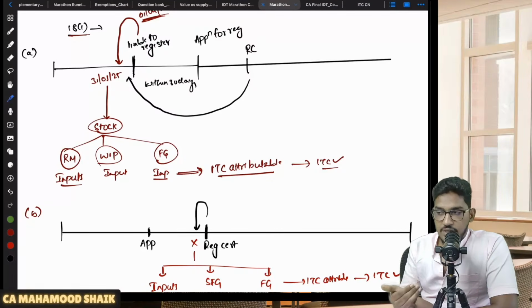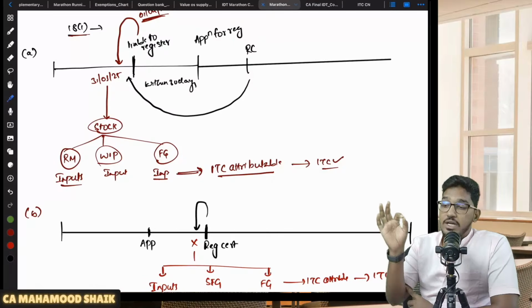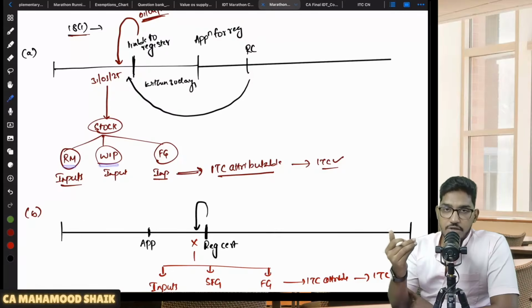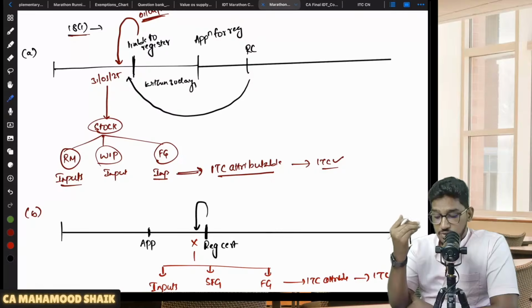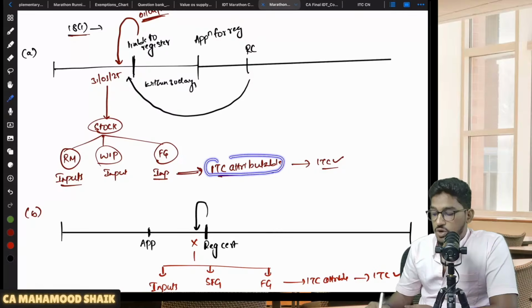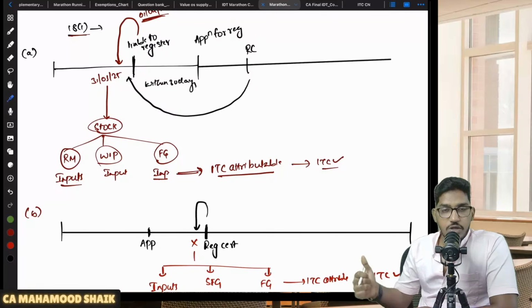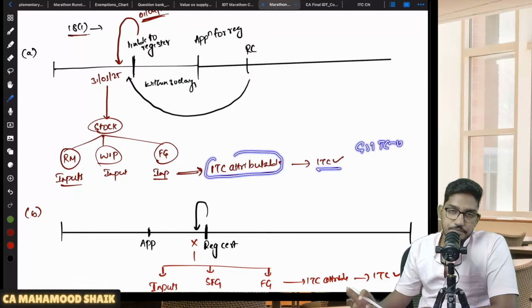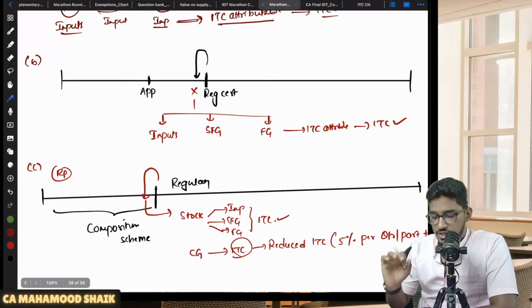So in case you become liable for registration either under section number 22 or 24 and you submitted the application for registration within 30 days, 1 day before you become liable for registration, whatever inputs are contained in your stock, in your finished goods, in your semi-finished goods, that ITC attributable to that stock, only on inputs guys. I am telling you, only on inputs, not on capital goods. Whatever inputs are in the stock, in the raw material, in semi-finished goods, in the finished goods, ITC attributable to that stock, you can claim by filing form GST ITC-01. So that is one case.